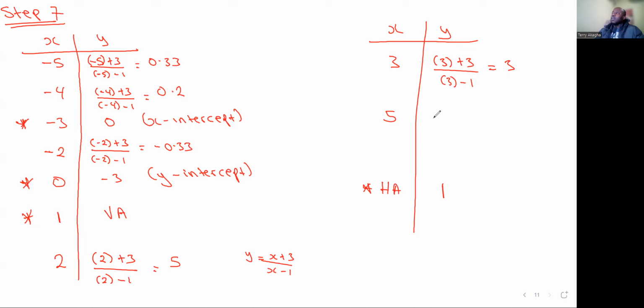Okay. You can also have another one. Let's say we have 5 plus 3 divided by 5 minus 1. So that will give you 8 divided by 4, that will give you 2. So you can add as much as you want, okay? You can keep on adding as much as you want. Then step 8 now, where we now plot the graph, okay?